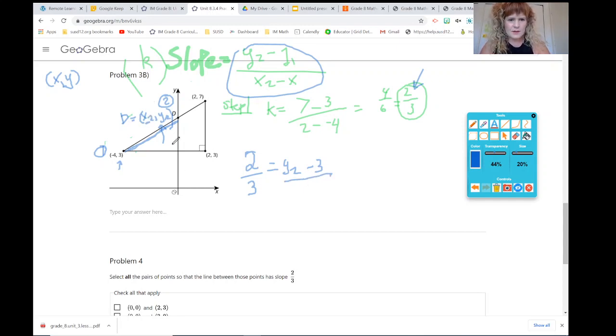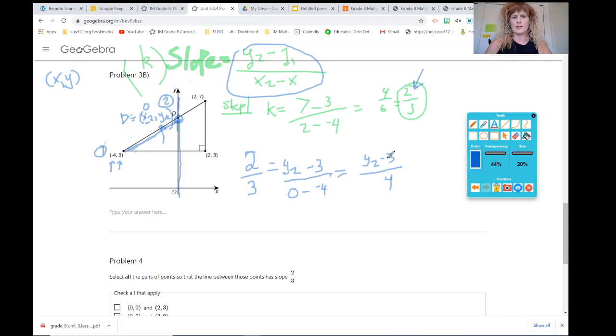Okay, what is x2? Well, look, it's on the y-axis. So we already can see the coordinate point of D for x. The x value is 0. x2 equals 0. We can see that. So that's 0 minus x1, which is negative 4. Go ahead and do some math here. So 2/3 equals y2 minus 3 over positive 4.